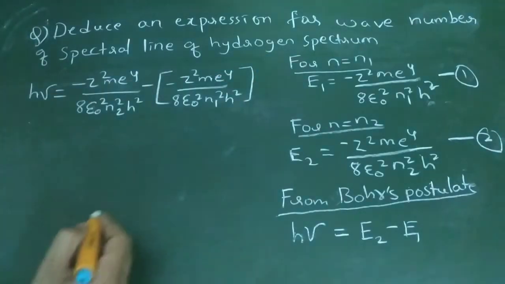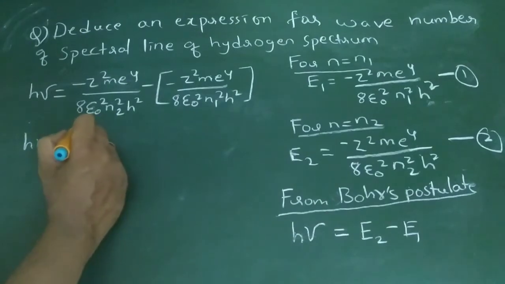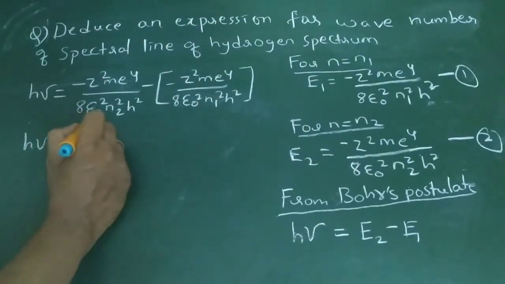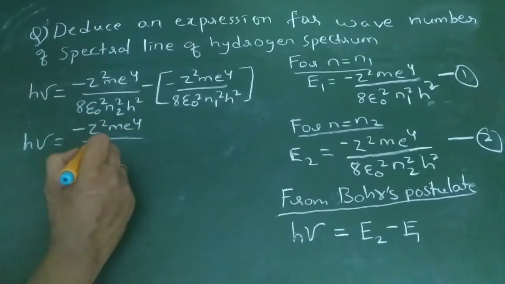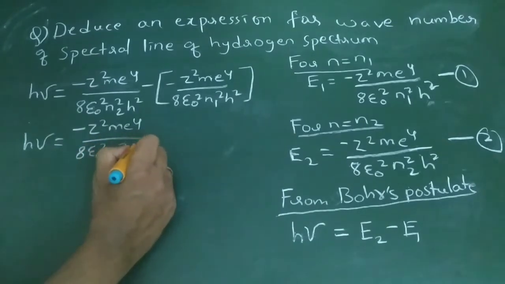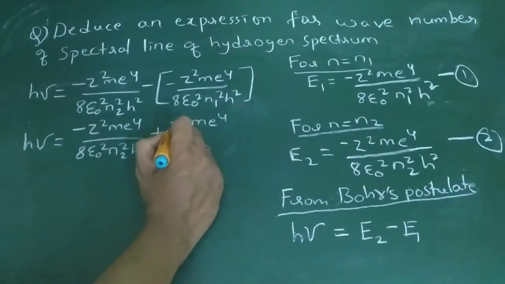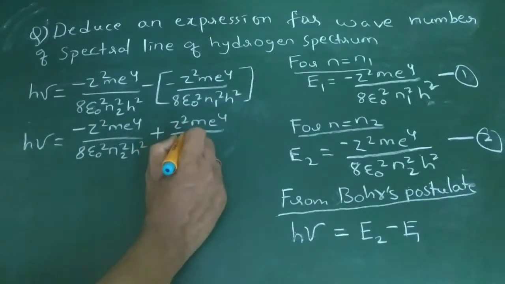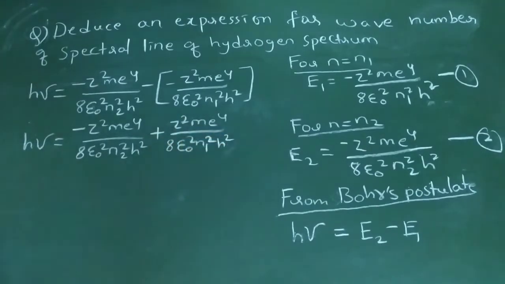Okay, from this what I can write, h into mu will be equal to what? Minus of minus becomes plus. You can write it as minus Z square m e to the power of 4 divided by 8 epsilon naught square n2 square h square plus Z square m e to the power of 4 divided by 8 epsilon naught square n1 square into h square.